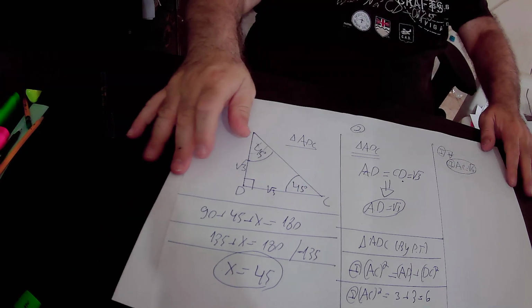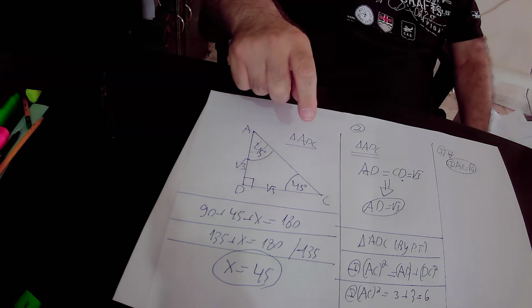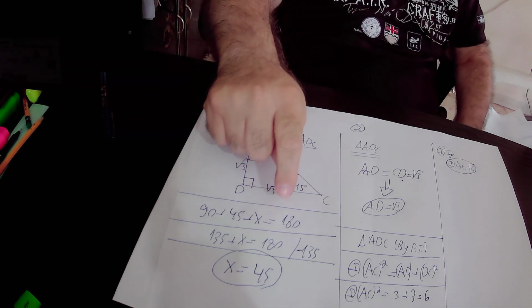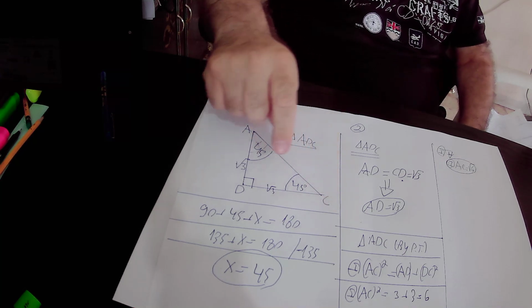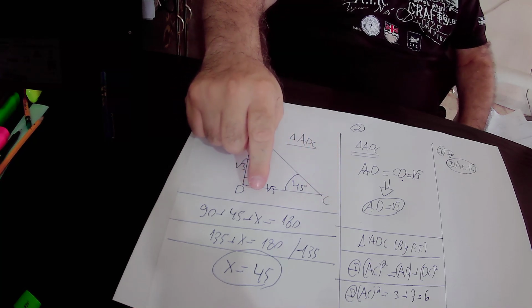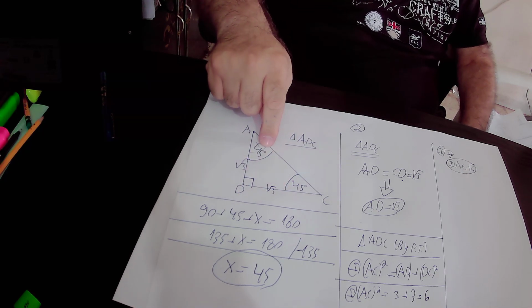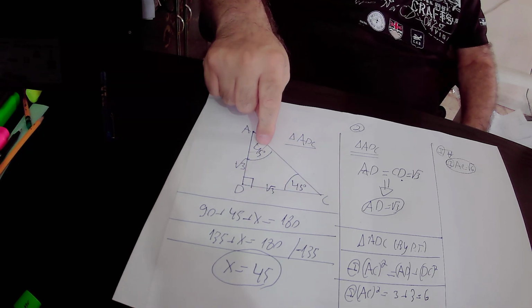We subtracted 135 degrees from this equation and found out that the missing angle x equals 180 degrees minus 135 degrees, which is equal to 45 degrees. So the missing angle, this angle, equals 45 degrees.